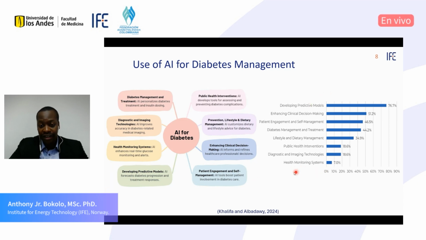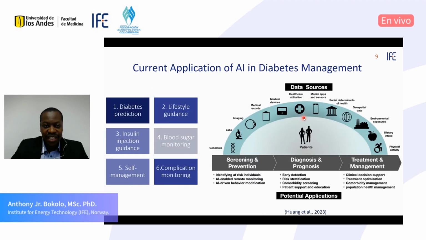And this is because there are already different applications that have been used to address this issue for health monitoring systems. So AI in this domain is a little bit limited as compared to the other areas. For example, in clinical decision making, AI is used to provide expert knowledge to clinicians. So this is also an area that is emerging. So the current application of AI in diabetes management.